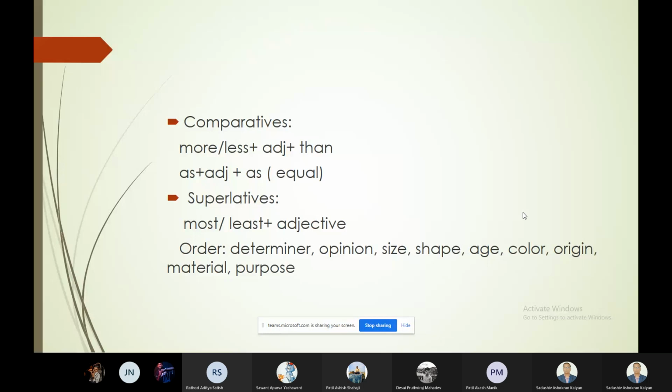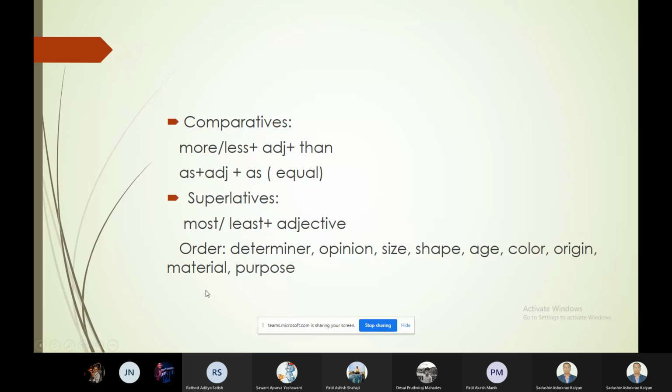Then we have the third type of degree, that is the superlative. In the superlative degree, we know that we use the most or the least plus adjective. And we use here the third form, like good, better, best. In this example, the best is included in the superlative. Good is included in positive and better is used in comparative.